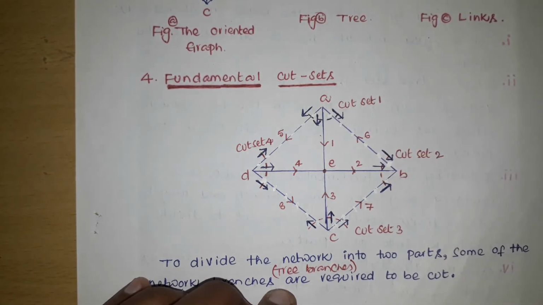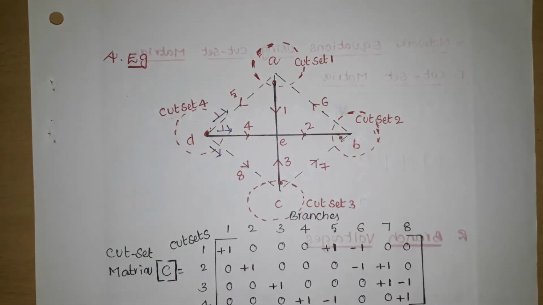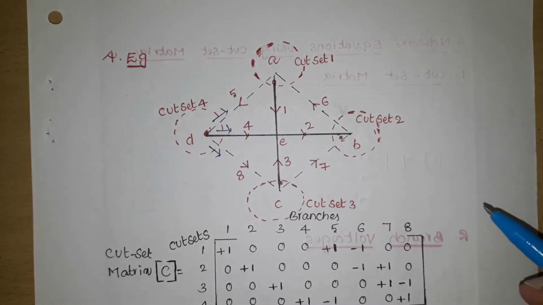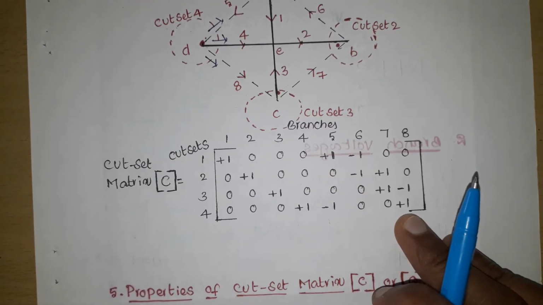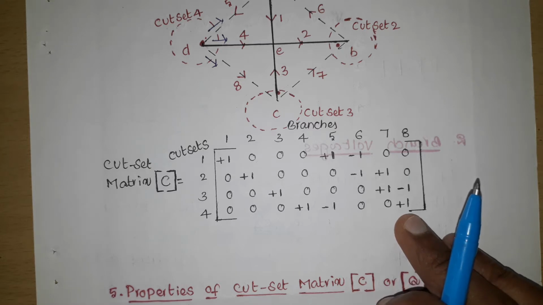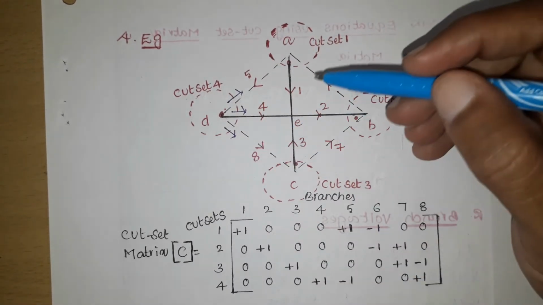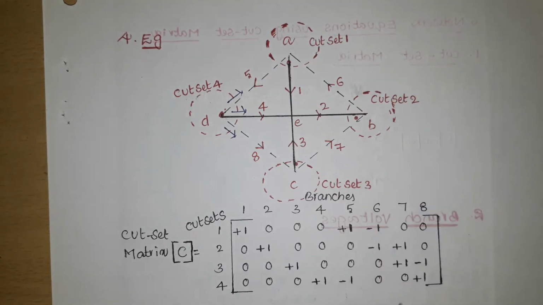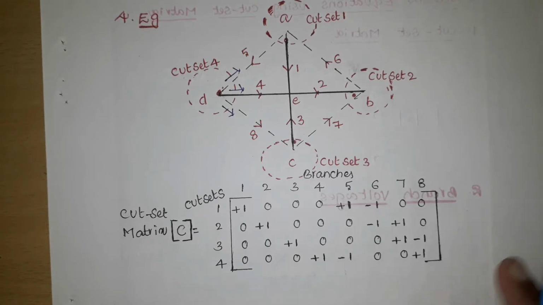So this is the oriented graph, and 1, 2, 3, 4 are twigs, 5, 6, 7, 8 are links. In the cut set matrix, the number of rows equals the number of twigs and the number of columns equals the number of branches. Here there are 4 twigs, 1, 2, 3, 4, which are tree branches, and 8 branches. So it is a 4 by 8 matrix. Here also we have to fill row wise.